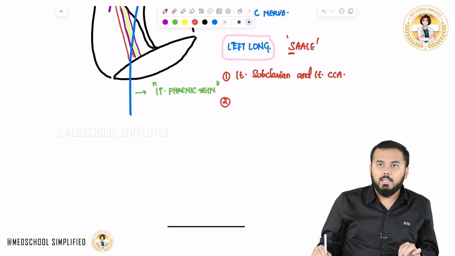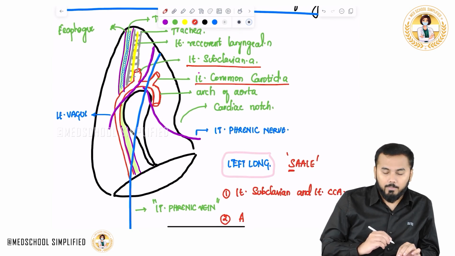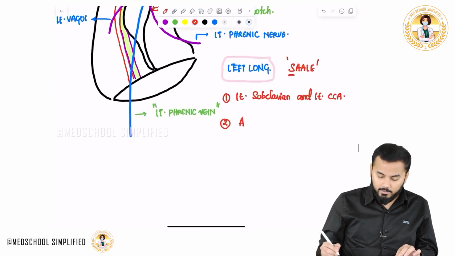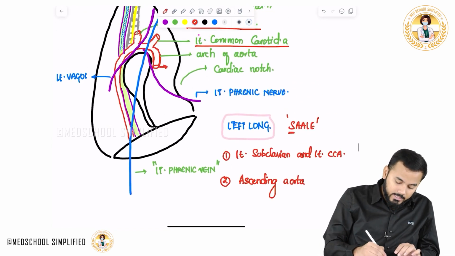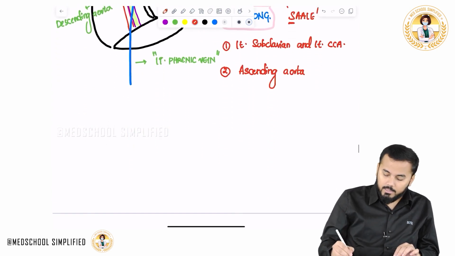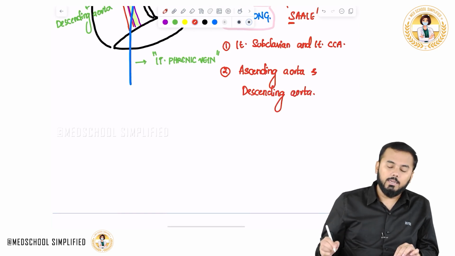Coming to the second important thing, A here stands for ascending aorta. Actually this is an arch of aorta completely, but this initial part whatever I have written here, this part is called your ascending aorta. So when I tell ascending aorta, there is also an aorta down here which is descending down, right? So this is your descending aorta. Ascending as well as descending aorta.